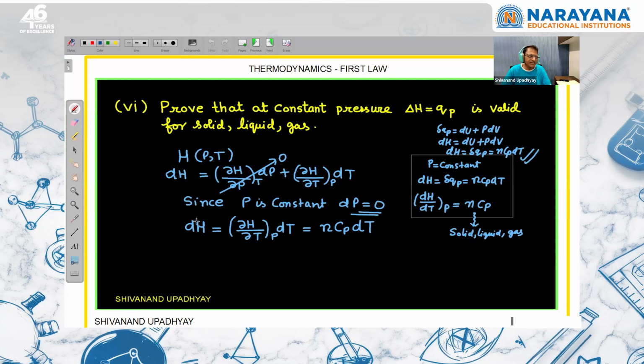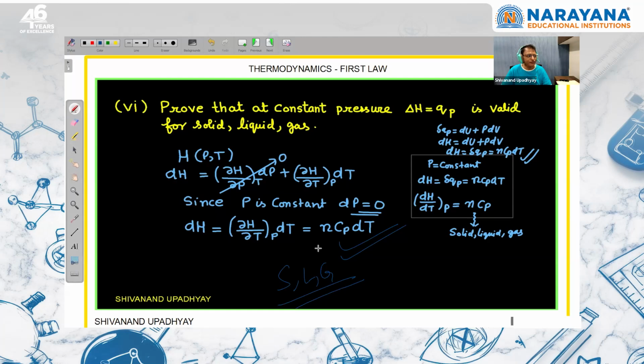So we can write that dH is equal to (dH/dT) at constant pressure into dT. And by using the first law of thermodynamics, we can prove that (dH/dT) at constant pressure is nCp. So dH is nCp dT, right? So this is valid for all. This is valid for solid, liquid, gas, right?